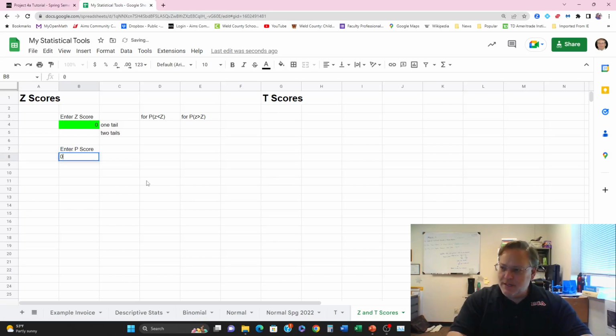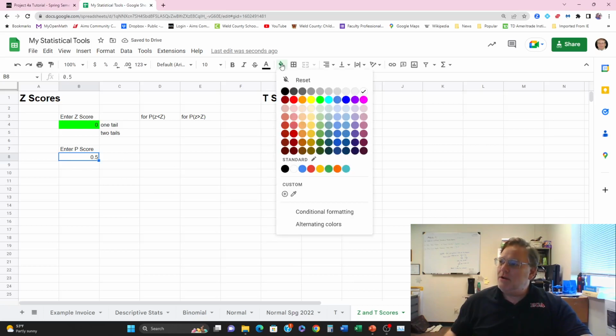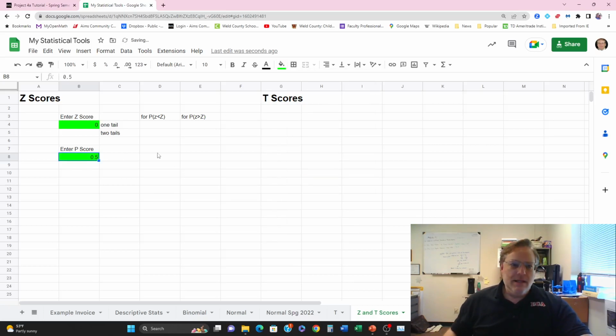And for this one, I'm going to put an example of 0.5. This is our input field here for this. It's another input field, so we're going to call this green. And then to the right, let's go two columns over here, and this is going to be for z-score right in here.